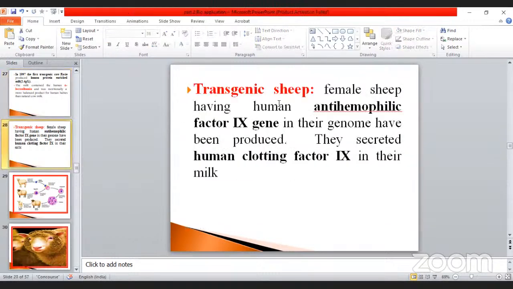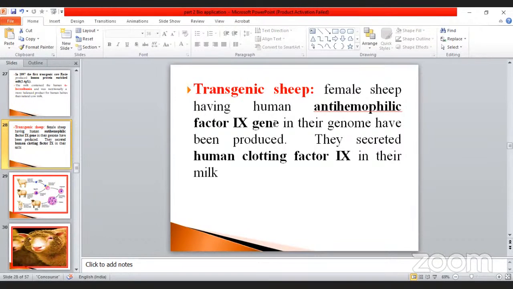Transgenic sheep. The female sheep having the human anti-hemophilic factor 9 gene. It is essential for the blood clotting mechanism. Already we studied how many factors are responsible for blood clotting: 14 factors. Particularly, the 9th factor is responsible for the anti-hemophilic factor B, hemophilia B. This gene has been introduced into their genome.